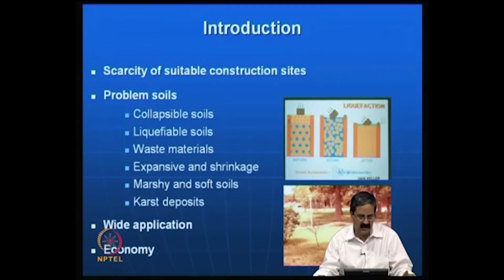Marshy and soft soils are another classic feature in India. All along coastal areas in India, you have these marshy deposits and soft soils where the shear strength is so low that you can't even walk, and you are expected to construct a nice port structure there. When the soft soil is so poor, it is very difficult to construct anything because the bearing capacity is very low, shear strength is so low, consolidation settlements are going to be very high, and permeability is very low. These are all very peculiar, so this needs to be improved.